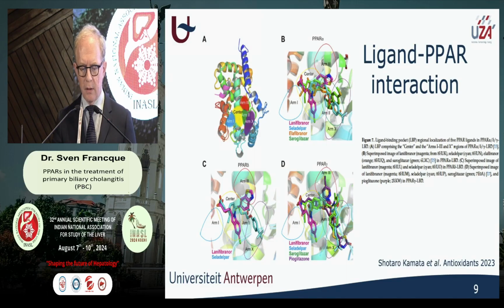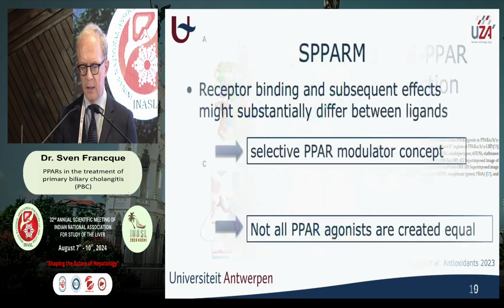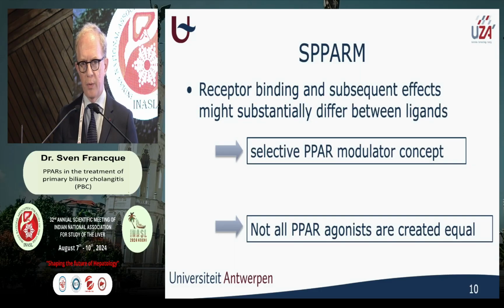You see the names there, lanifibranor, we will talk about seladelpar, which is mainly PPAR delta, but saroglitazar has an important PPAR gamma component, and you see that they position in a different way in that ligand binding pocket, and that will translate in different downstream effects. So every drug needs to be judged on its proper merit, and it might belong to the same category, but that does not necessarily mean that the downstream effects will be perfectly the same. That is what's called the selective PPAR modulator concept.